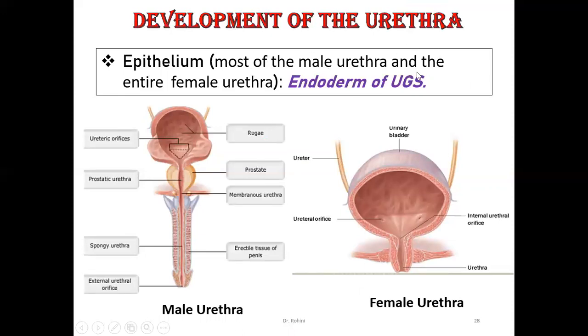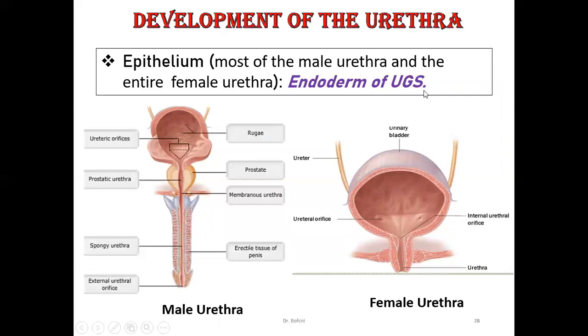Actually, the development of the urethra, as I mentioned earlier, starts with the primitive urogenital sinus, which had the vesico-urethral canal and the definitive urogenital sinus. If we say the urethral epithelium, most of the epithelium in males is actually endodermal, and it is derived from the urogenital sinus.